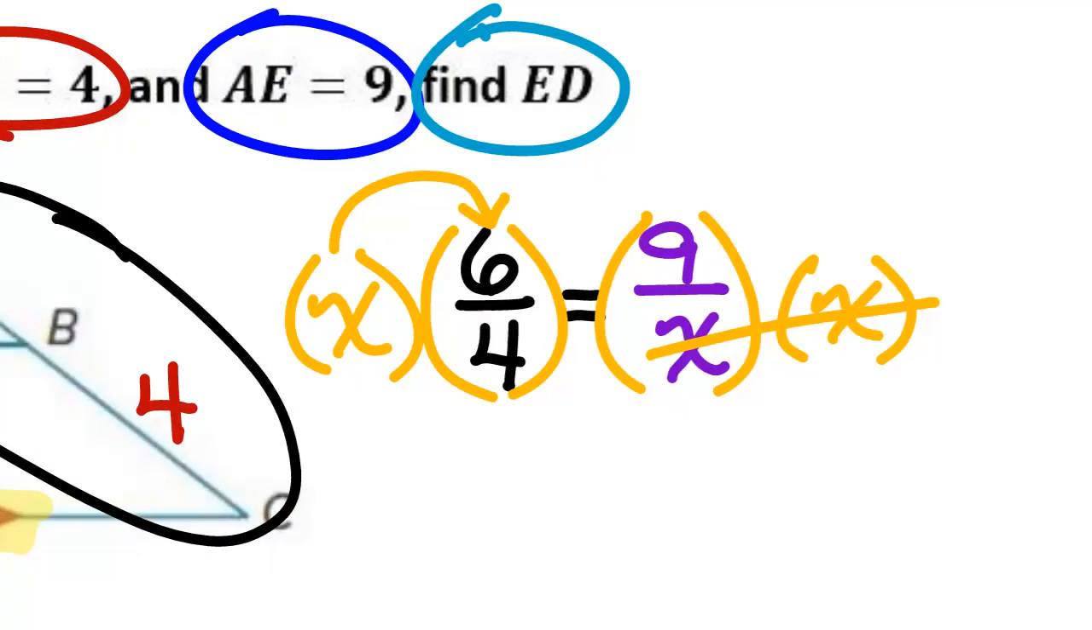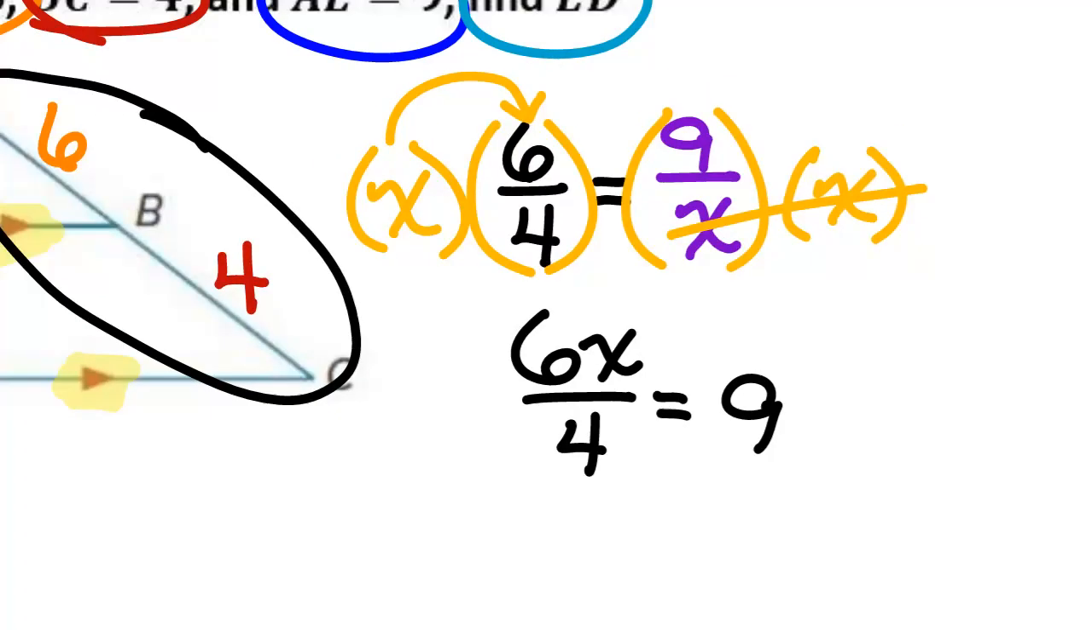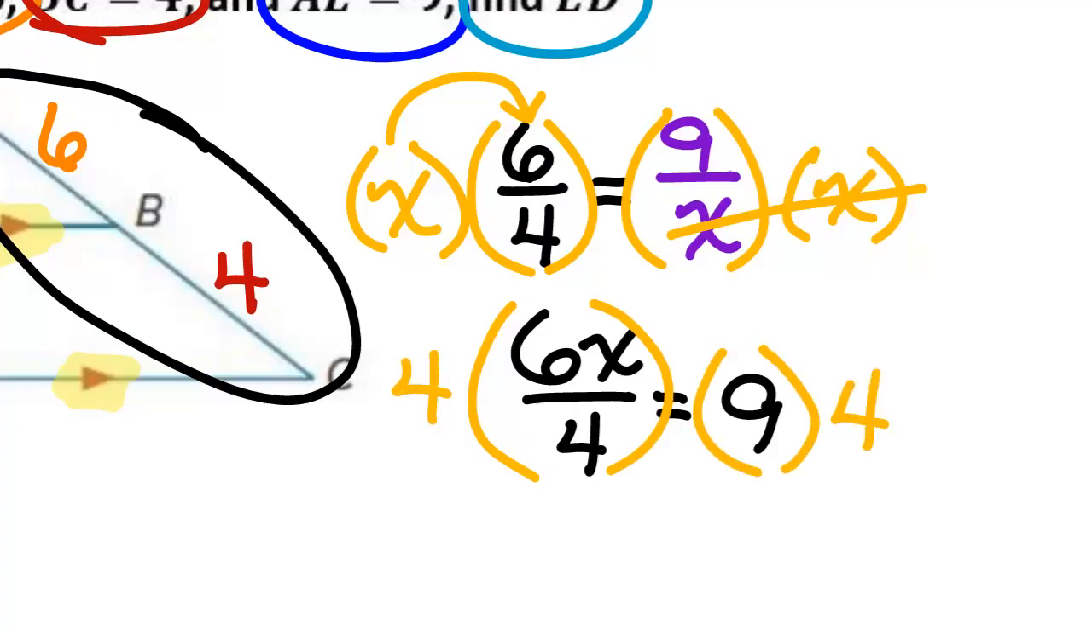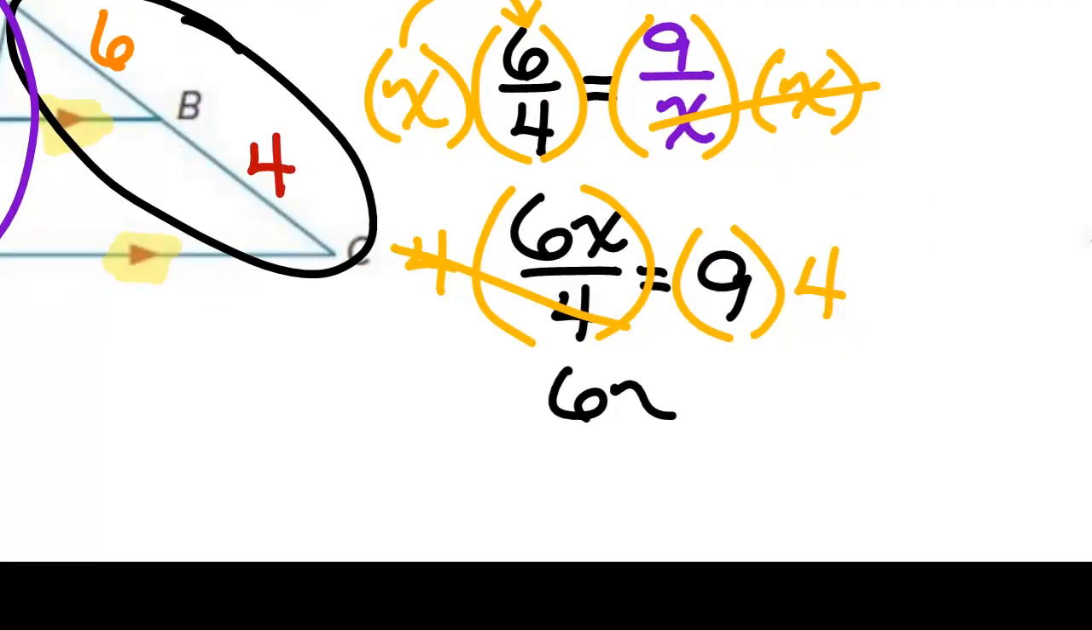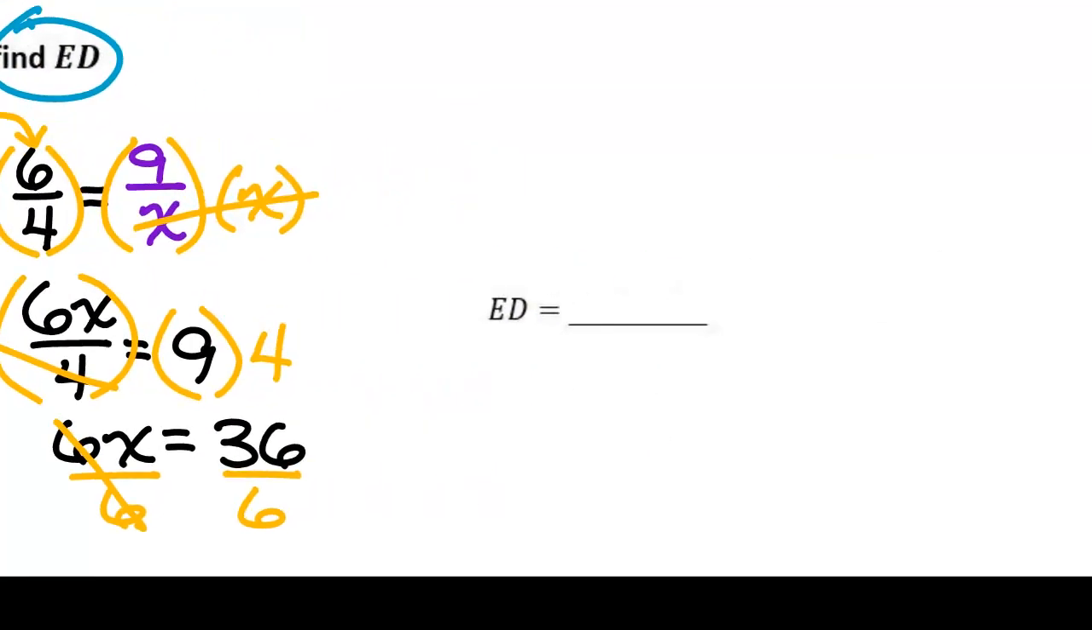So when I simplify this after multiplying by x, I have 6x over 4 equals 9. And then we get rid of our other denominator by multiplying both sides by 4. Cancels my denominator on the left. And that gives me 6x equals what? 36. Finally, to finish this off, we do what? Divide both sides by 6. And 36 divided by 6 gives me 6. So ED is 6.